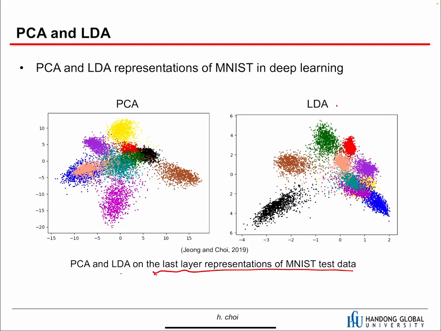And then as you can see, in PCA, some classes are overlapping here, and in LDA, there are some overlaps, but still, compared to the PCA result, LDA is more distinguishable. That's the beauty of LDA.